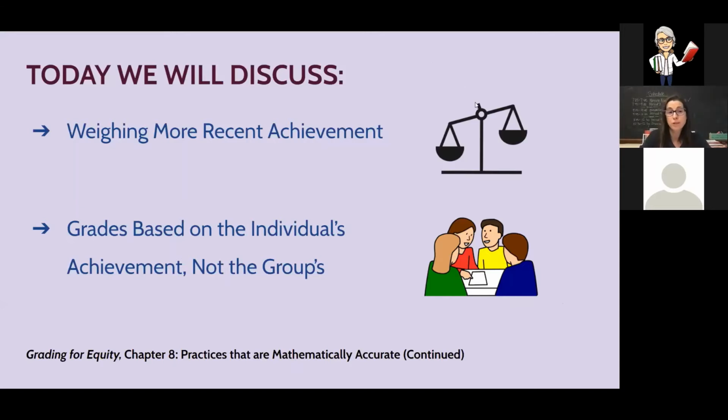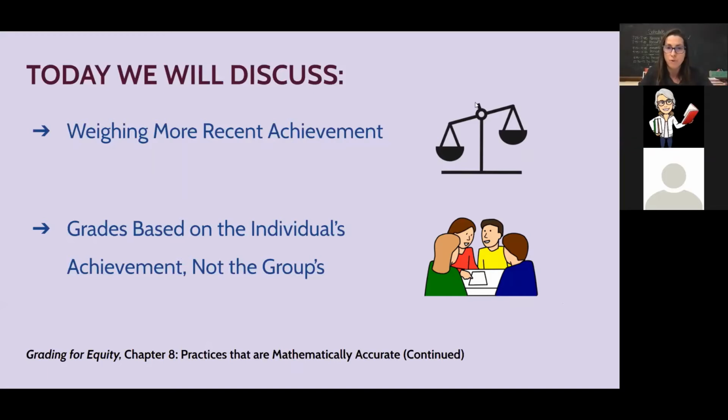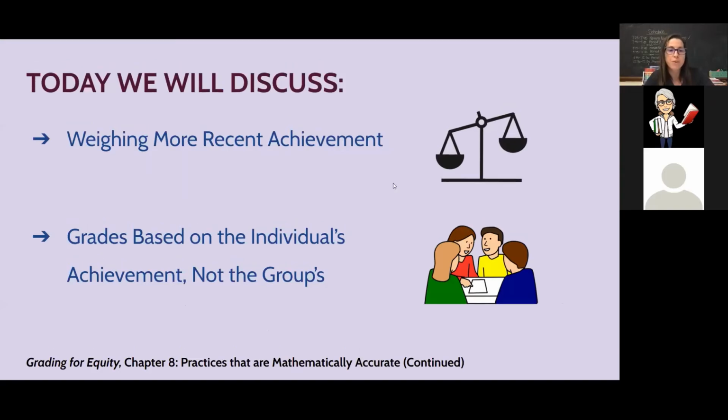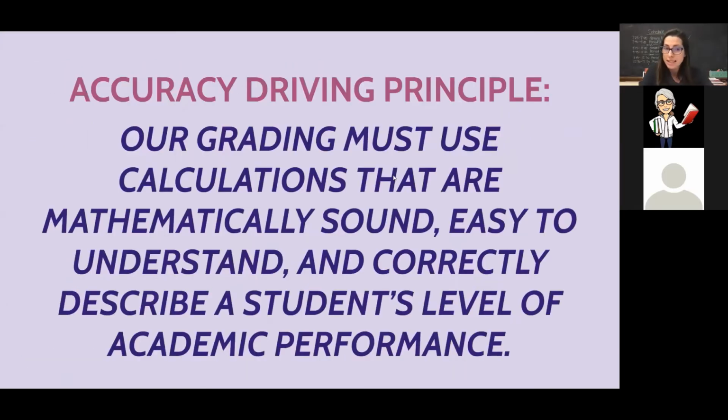Today, we're going to discuss weighing more recent achievements and grades based on individuals' achievement, not the groups. Those are the two for chapter 8. And the accuracy principle is what's driving this discussion today. Our grading must use calculations that are mathematically sound, easy to understand, and correctly describe a student's level of academic performance.